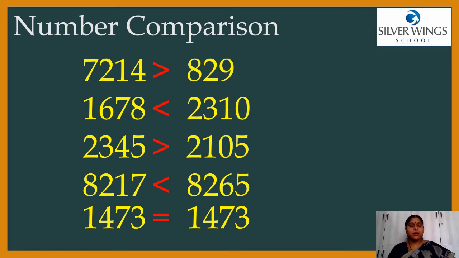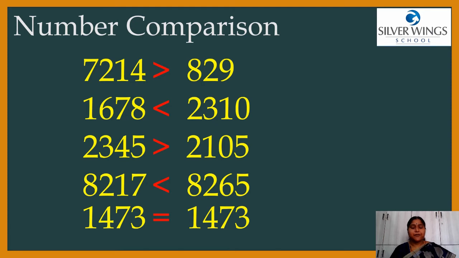Next, the fourth one. Left side 8217, right side 8265. Here there are two 4-digit numbers. In the two numbers the first digit is equal, the second digit is also equal, then go to the third digit. Third digit on the left side is 1, on the right side 6. Then which is biggest? 6 is biggest. Then you should keep less than. Okay, 8217 is less than 8265.